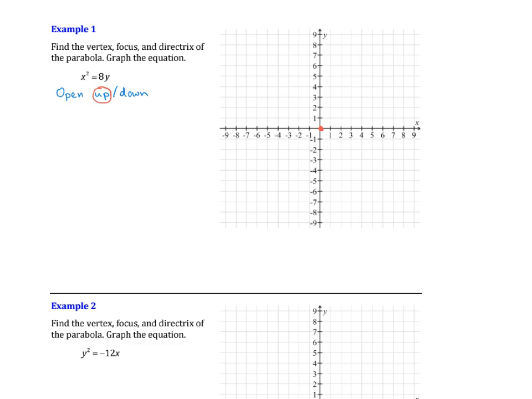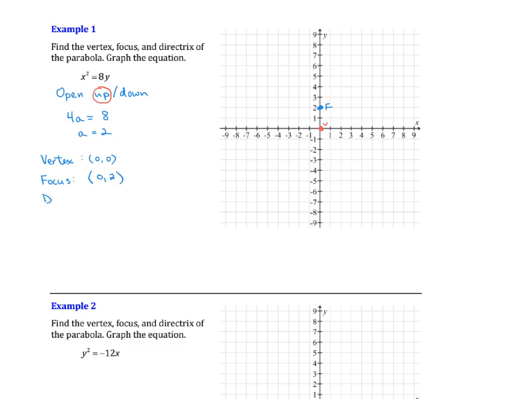a is found by taking 4a equals the coefficient on the right-hand side. So a equals 2. Since we're opening upward, I'm going to go 2 units upward from the vertex. So let's take inventory at this point. The vertex is (0, 0). The focus opens up, so we go up toward our focus: (0, a), that distance of a.